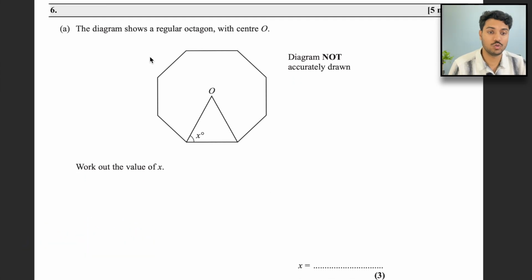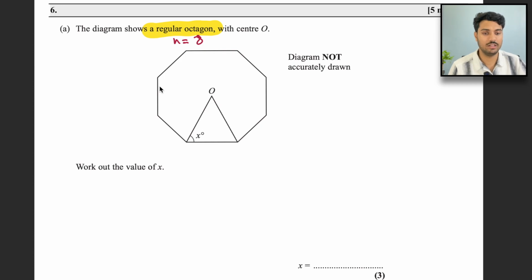It says the diagram shows a regular octagon. Octagon means a polygon with 8 sides, n equals 8, with center O. Work out the value of x. Okay, we have to find the value of x.